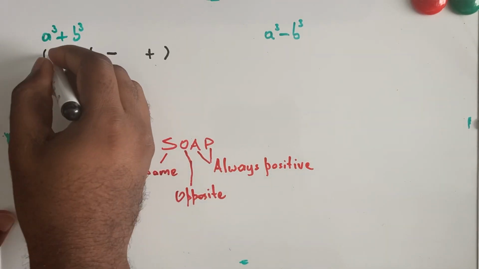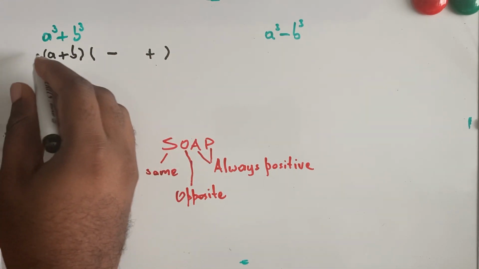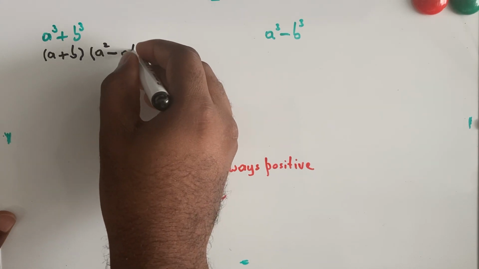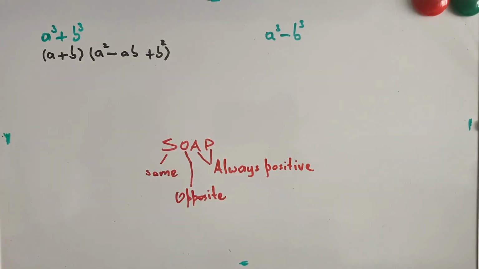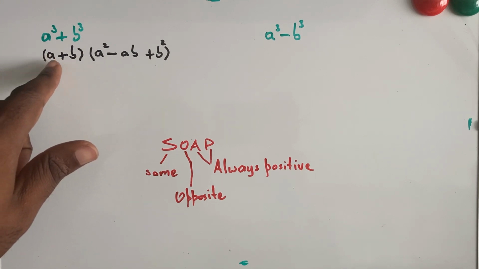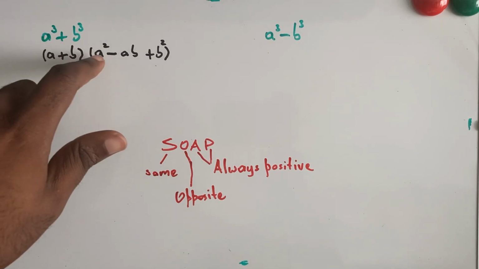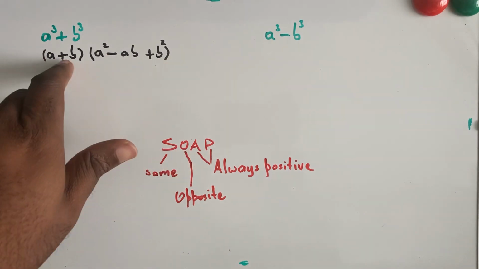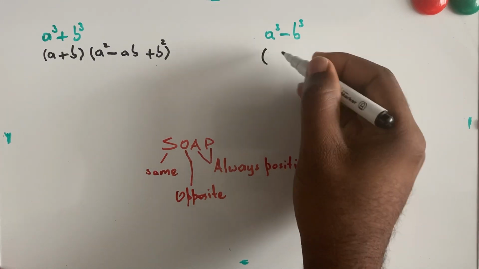So then you can just write the letters: a plus b, then a squared minus ab, the product of the first and the second, plus the second squared. So very easy to memorize actually. Okay, remember it's always a plus b times the first term, which is a squared, minus the first times the second, ab, plus the second squared, b squared.